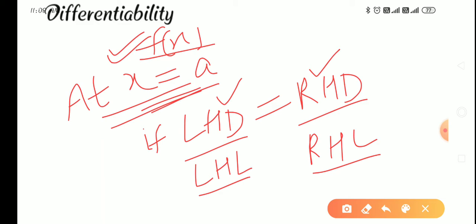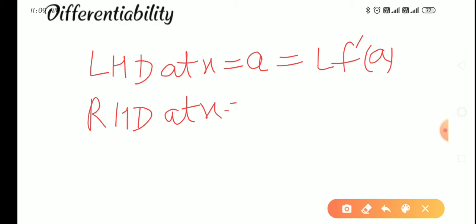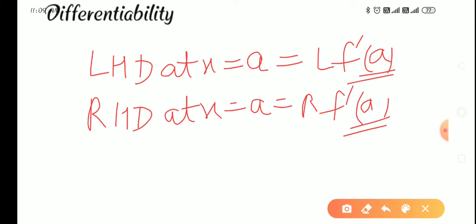So left hand derivative is also denoted by L f dash a. It is the left hand derivative. One more time you see, LHD at x equals a is equal to L f dash a. RHD at x equals a is equal to R f dash a, where a is any real number.